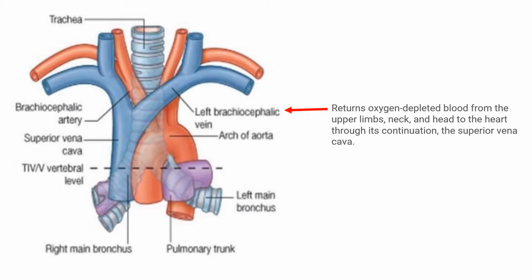oxygen depleted blood, and sometimes you'll see oxygen depleted or oxygen poor or deoxygenated blood. They're all synonyms. They all mean the same. So again, it's returning that blood from the upper limbs, neck and head to the heart through the continuation to the superior vena cava, and that drops down into the heart.